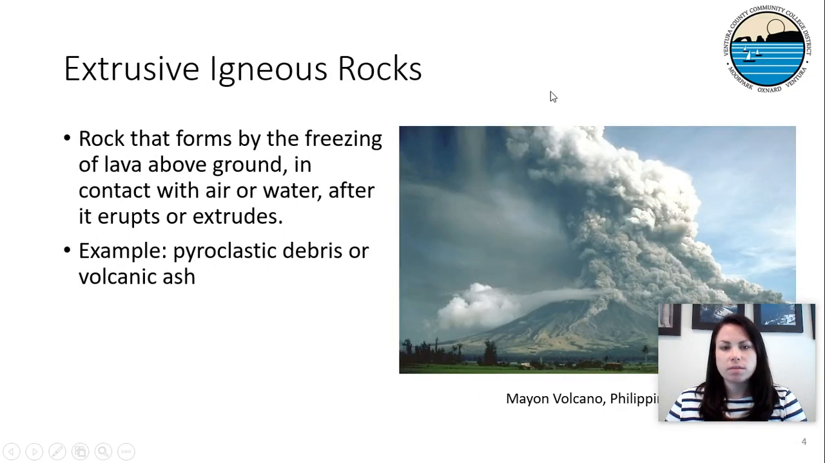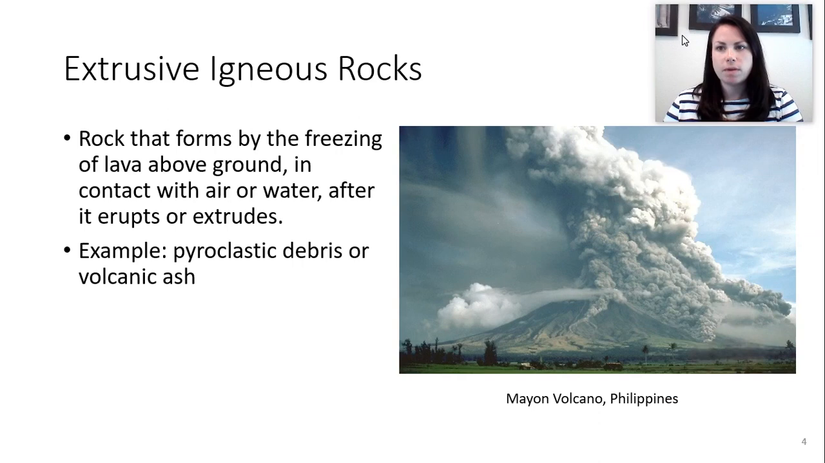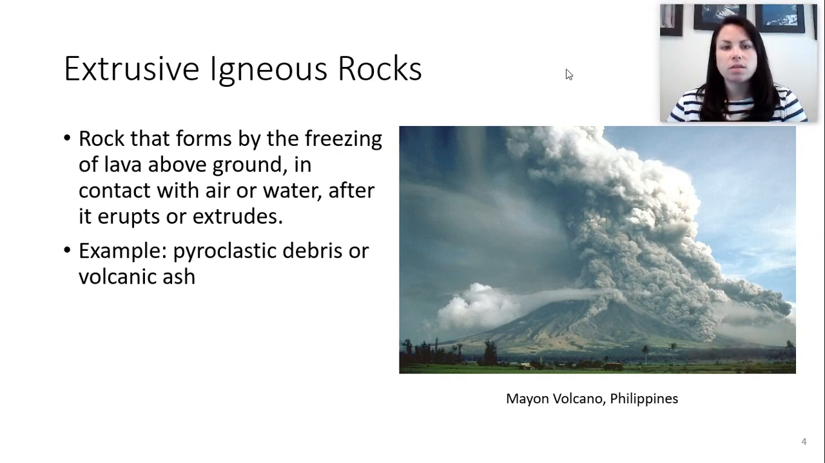Extrusive igneous rocks are rocks that are formed by freezing of lava above ground, so anything outside of the volcano. This could be when it comes in contact with air or water, and this is usually after it has erupted or extruded. An example of this would be pyroclastic debris or volcanic ash. And so the rocks that would be formed as a result of this really explosive volcano here on the right, those would be extrusive igneous rocks.